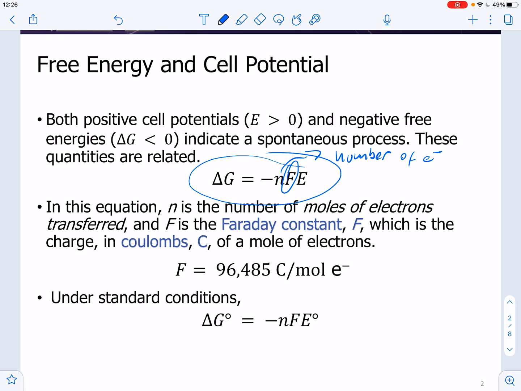F is a constant that has the value 96,485. That's the charge of 1 mole of electrons. And E here is the potential. If you are using standard reduction potentials, remember this is under standard conditions, then the delta G that you are calculating is the delta G standard. Okay? So just keep that in mind.